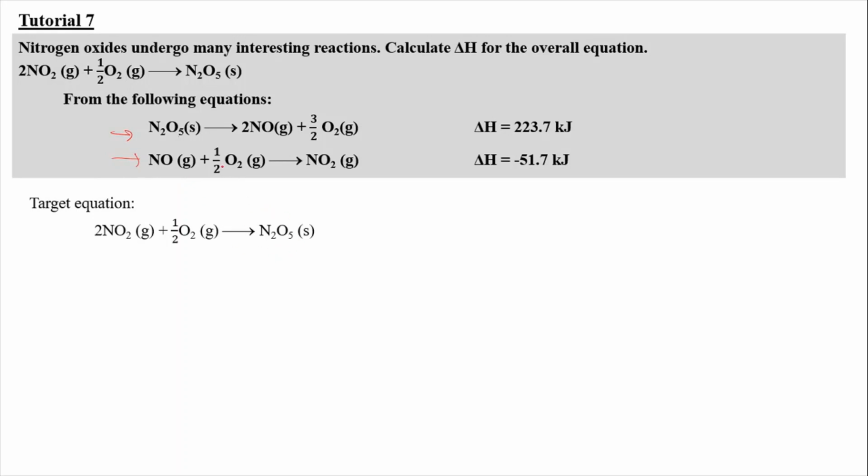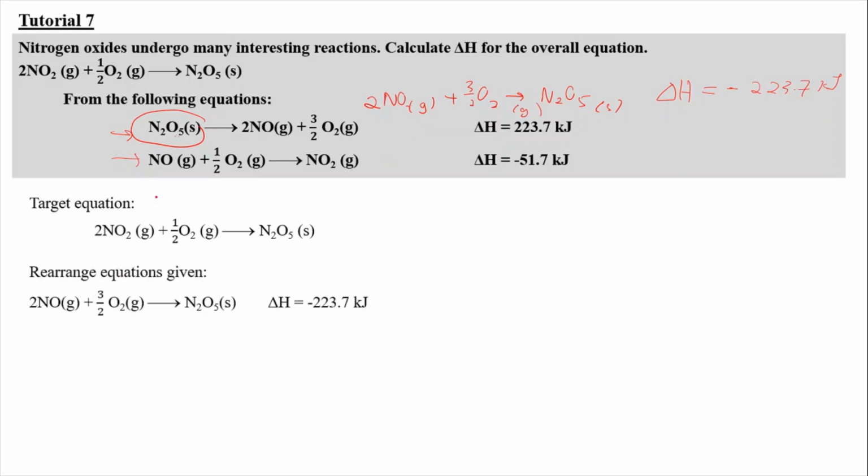So as you can see here, N2O5 in the target equation is in the product, but here it is in the reactant. So you can flip the equation so that you will get N2O5 in the solid state, and here in the gas state. And when you flip the equation from the reactant to the product, the delta H is going to change sign as well. So you get negative 223.7 kilojoule. All right. Okay, so here I changed it to that side and I changed the sign.